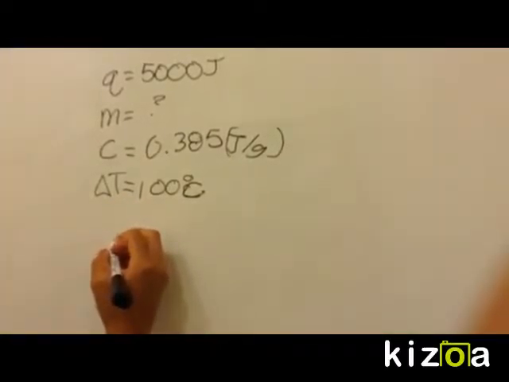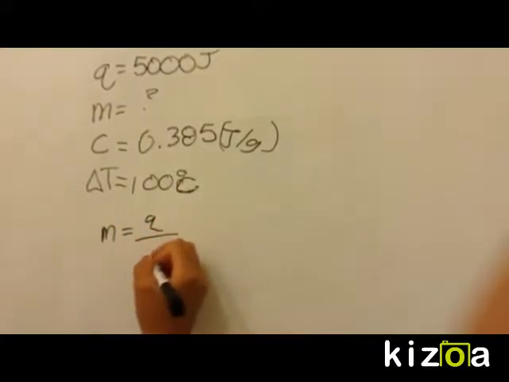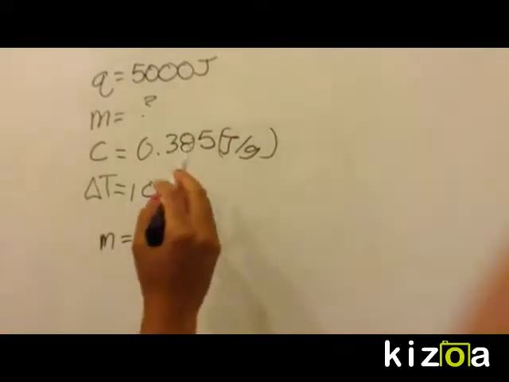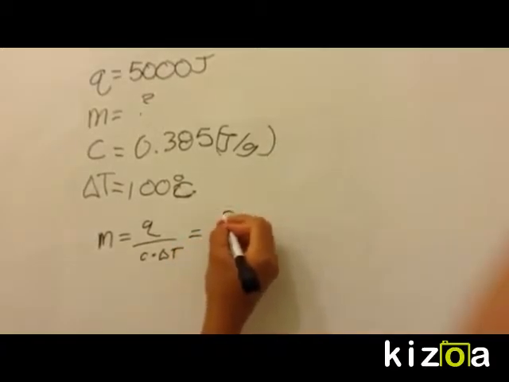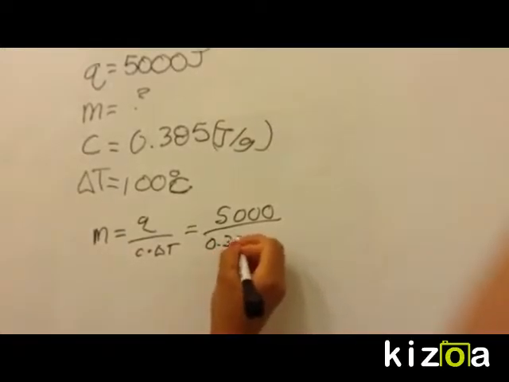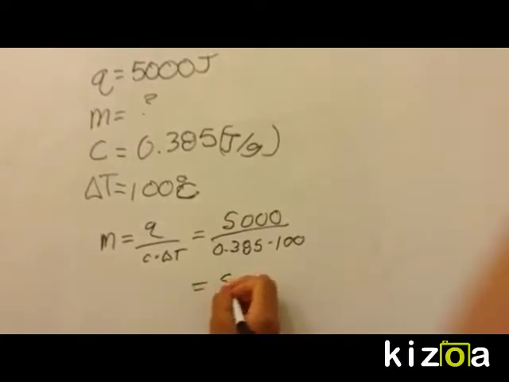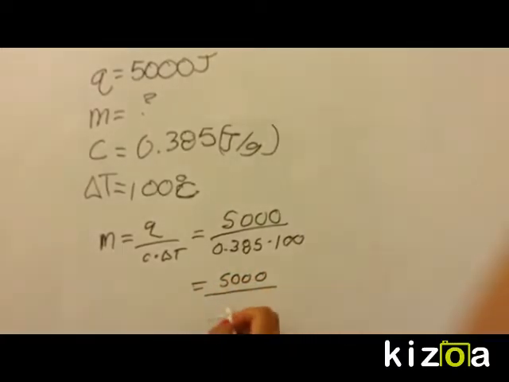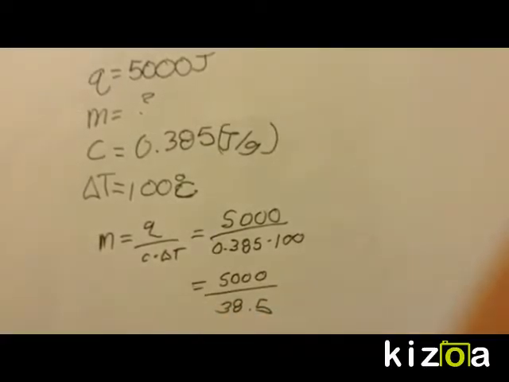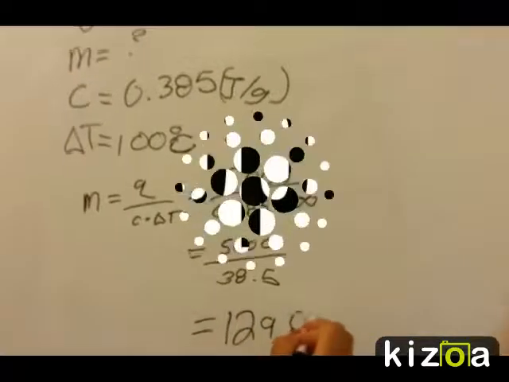Okay, I previously stated that we're going to use the formula M equals Q over C times triangle T. When we plug all of this in, it will be 5,000 over 0.385 times 100, in which it will be 5,000 over 38.5, in which ultimately the answer would be 129.87 grams.